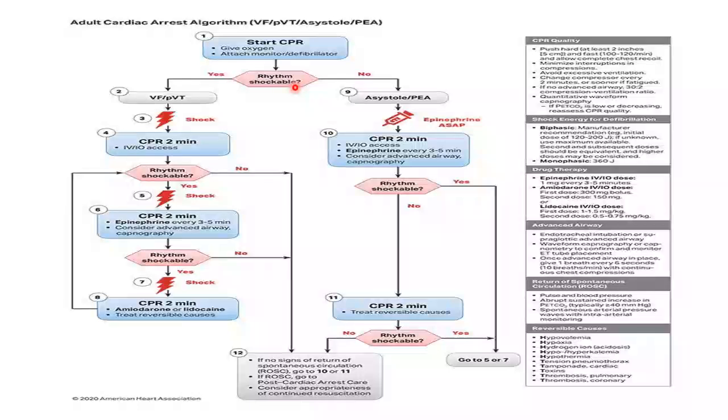If the rhythm is shockable, then we give a shock. But if the rhythm is non-shockable, no shock is given. You have to start CPR immediately, put an IV line if not there, give adrenaline or epinephrine every 3 to 5 minutes, and intubate the patient. After giving CPR for 2 minutes, check the rhythm.